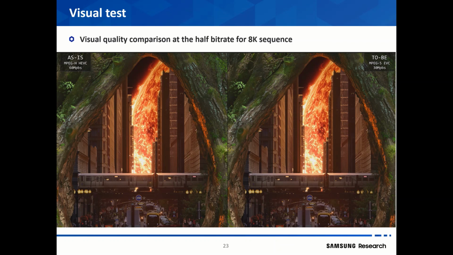This figure shows visual quality comparison at half the bitrate of an anchor for a 4K sequence. The left image was encoded with 60 Mbps using HEVC codec, but the right image was encoded with 30 Mbps using EVC main profile codec. As you can see, the visual quality is similar to each other, even though EVC uses half the bitrate of HEVC.